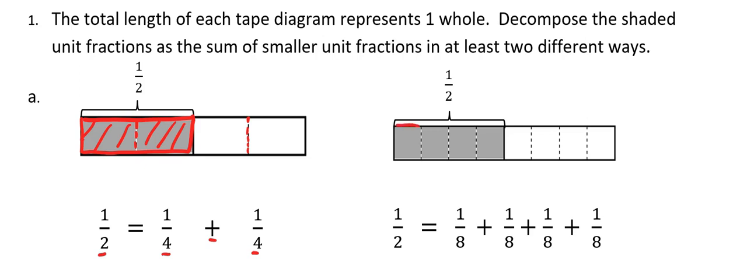In the second diagram, we also started off by having 1/2 shaded in. This time we broke the half into 4 pieces by drawing 3 dotted lines. Now we have to again draw the dotted lines on the rest of the tape diagram because the whole needs to be divided into the same size pieces. Across the whole, I now have 8 sections. 4 of those sections have been shaded in. So 1/2 is the same thing as 1/8 plus 1/8 plus 1/8 plus 1/8.